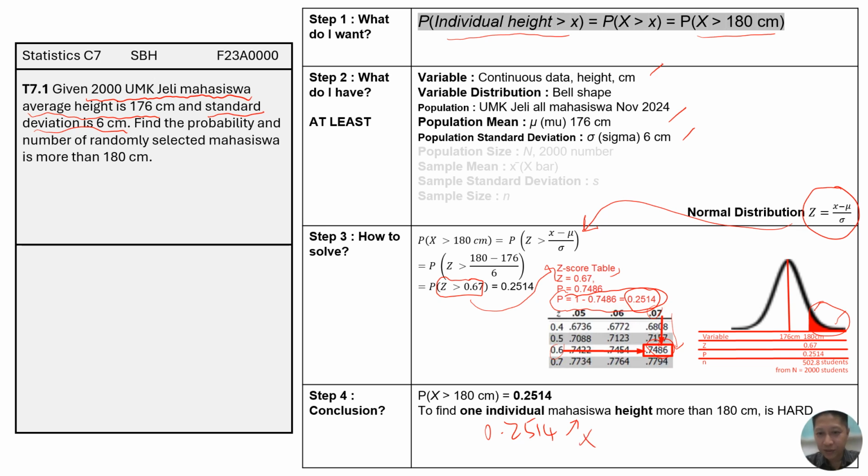Then later on, we can times 2000, all of the students, to get how many students that is very tall in the campus.